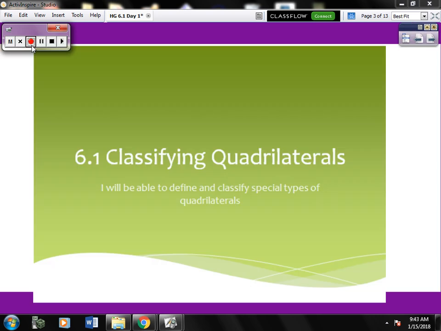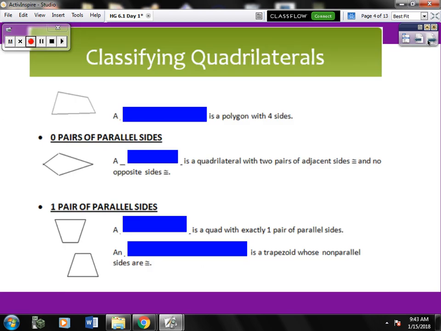We spent chapter 4 mainly focusing on triangles, triangle congruence. And then chapter 5 we dealt a lot with triangles as well, like our centroid and angle bisector of a triangle. Now we're switching to quadrilaterals. Today we'll be able to define and classify the special types of quadrilaterals.